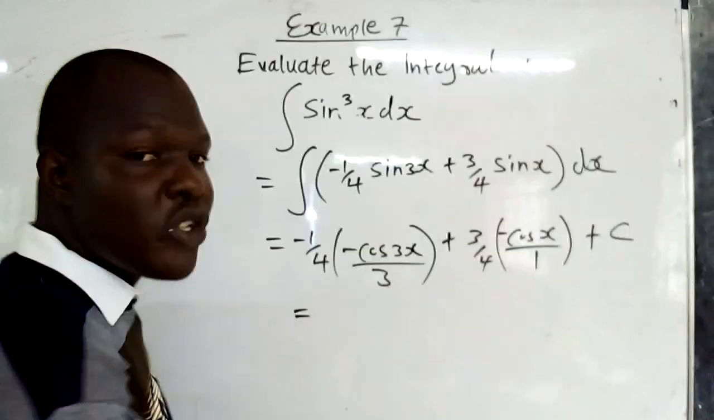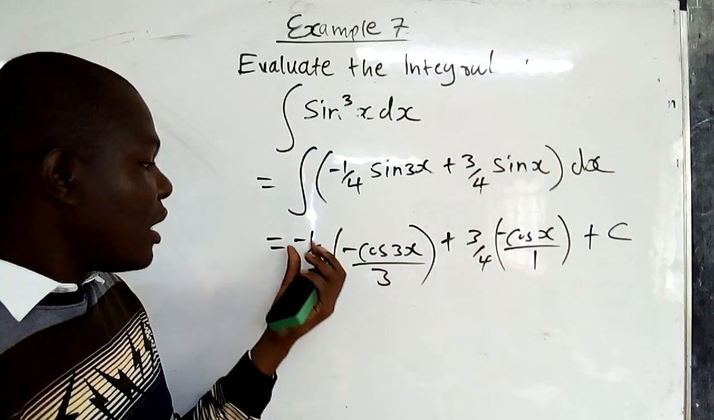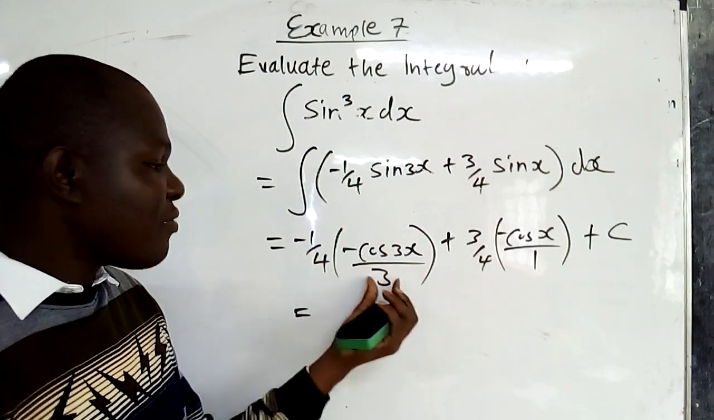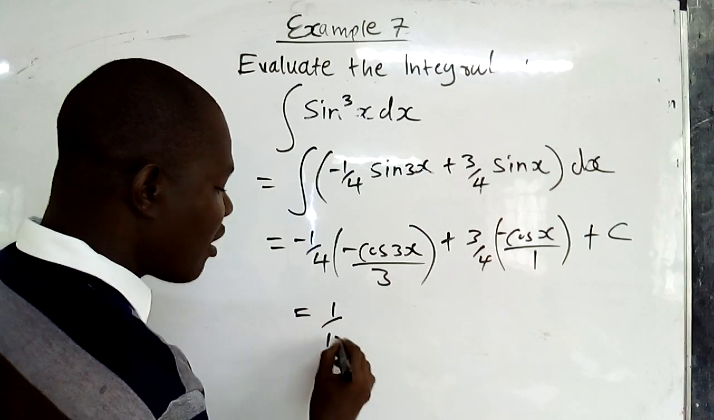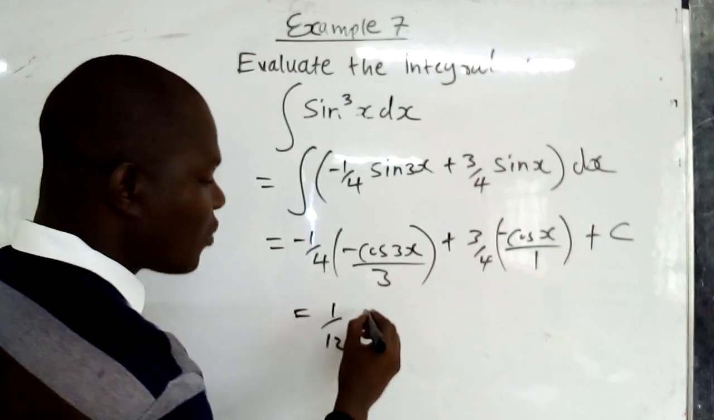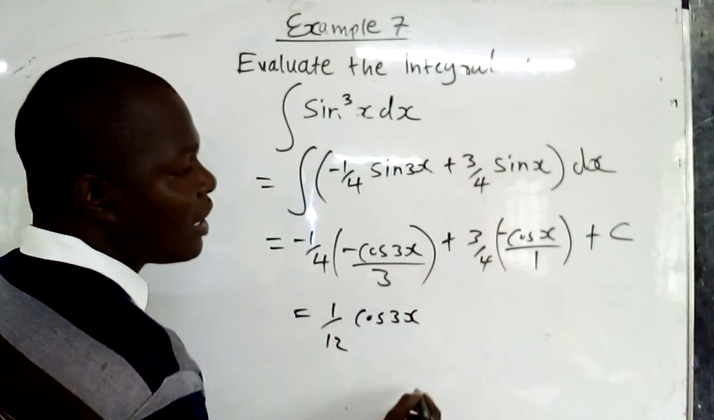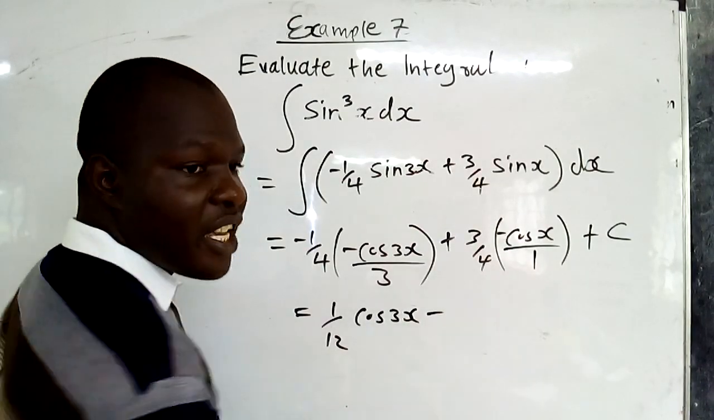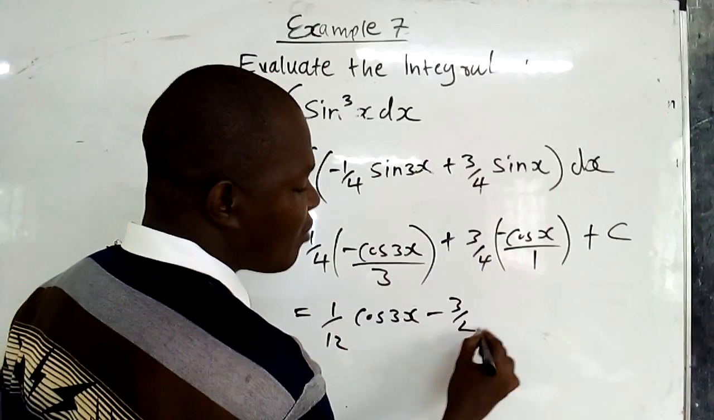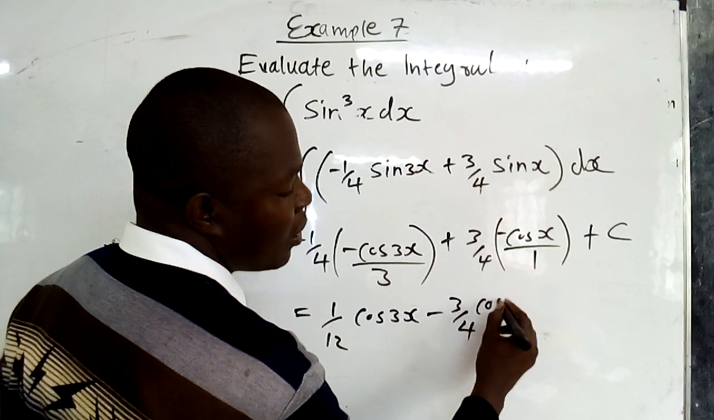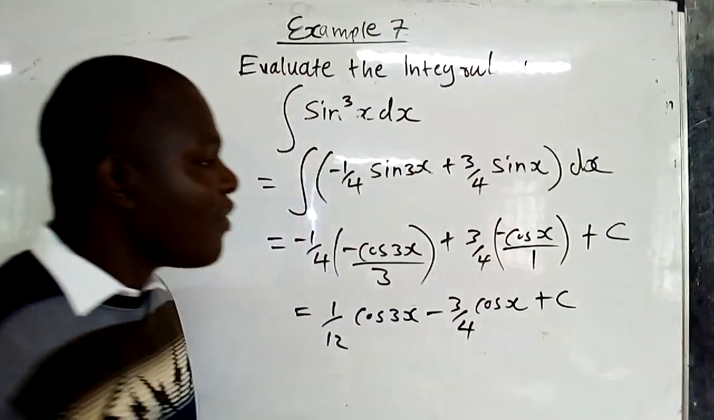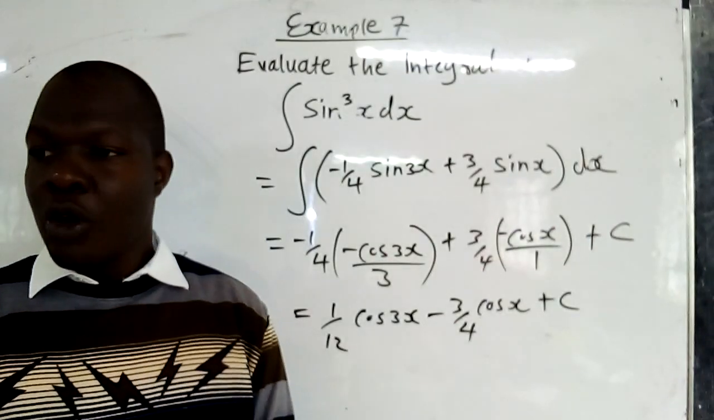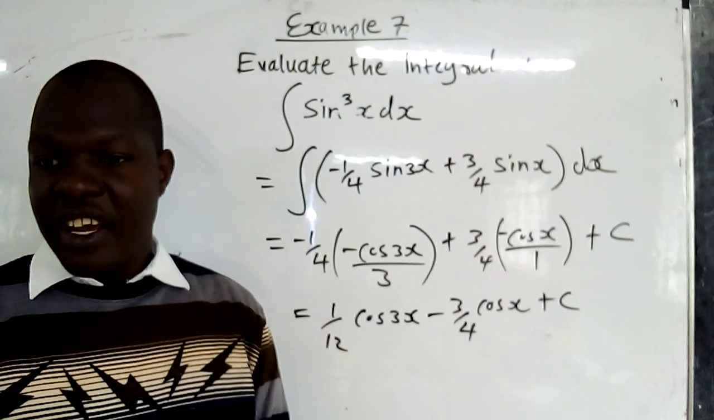Then after that, what do we do? So you simply simplify. Negative times negative is positive. 1 over 4 divided by 3 is 1 over 12 cos 3x. Positive into negative is negative. Then 3 over 4 divided by 1 is just 3 over 4 cos x plus c. Then you have completed the integration, isn't it?